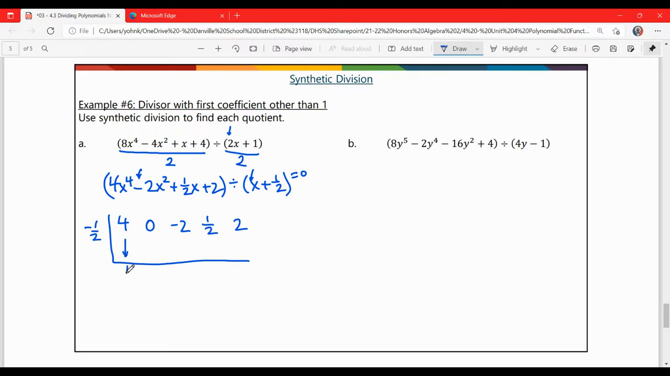So I drop the 4. I multiply to get -2. I add to get -2. I multiply to get 1. I add to get -1. I multiply to get a half. I add to get 1. I multiply by a -1/2. And I add to get 1 1/2.